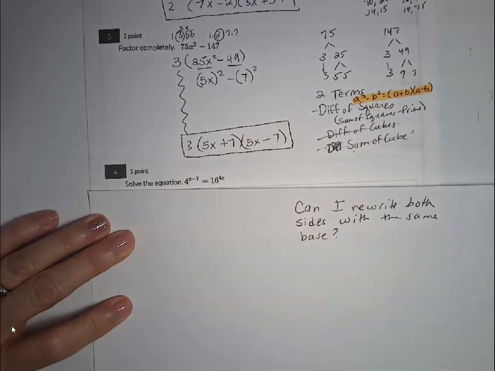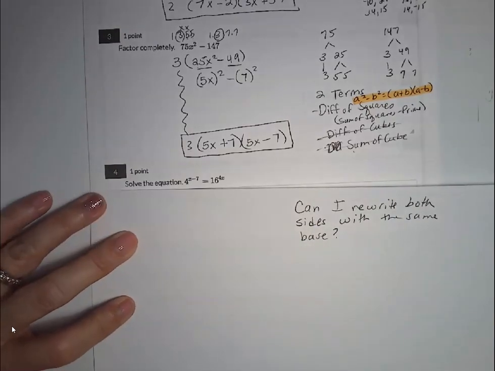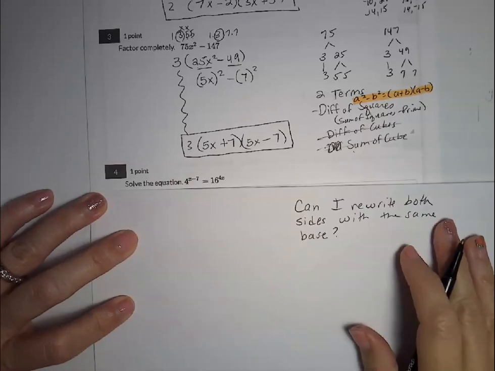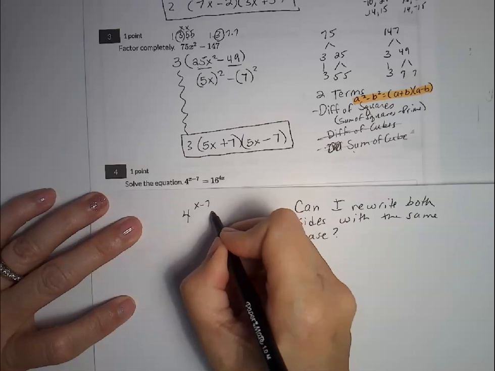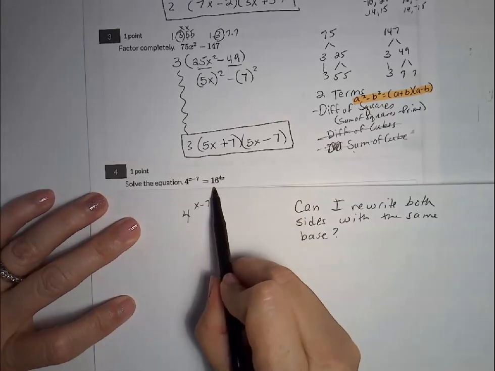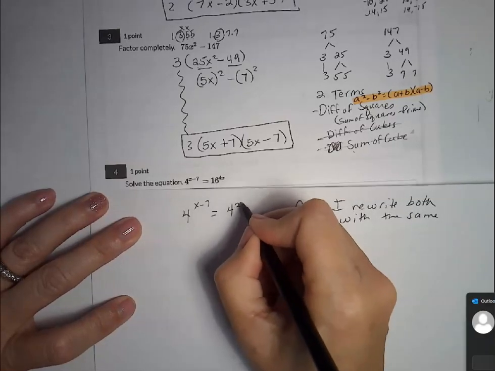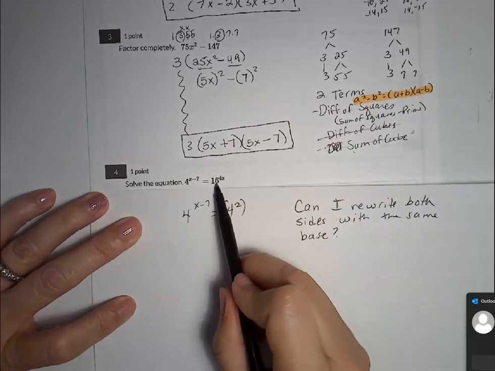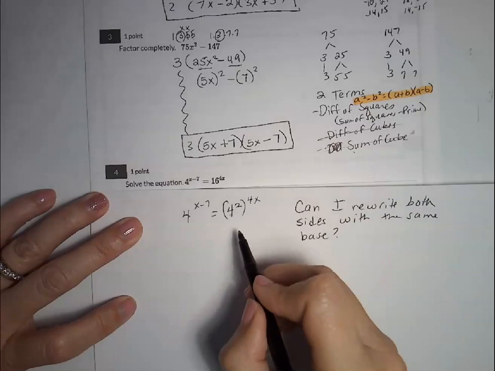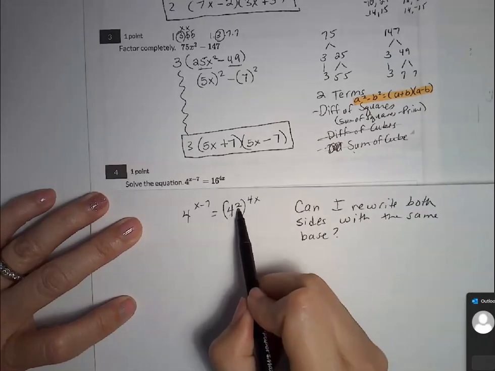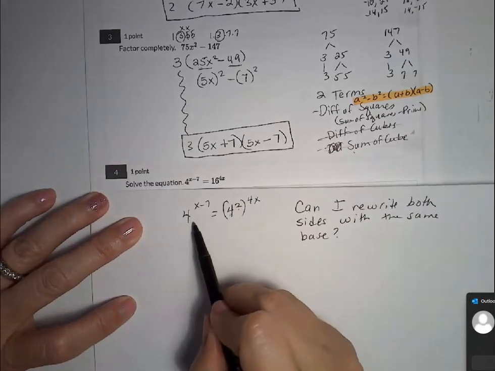Because that's the easiest method for solving two exponentials that are equal to each other. So in other words, the left is 4 to the x minus 7. And I know that 16 could be written as 4 squared. That's the same thing. 16 is 4 squared. Okay? So I just rewrote 16 as 4 squared so that I can have the same base.